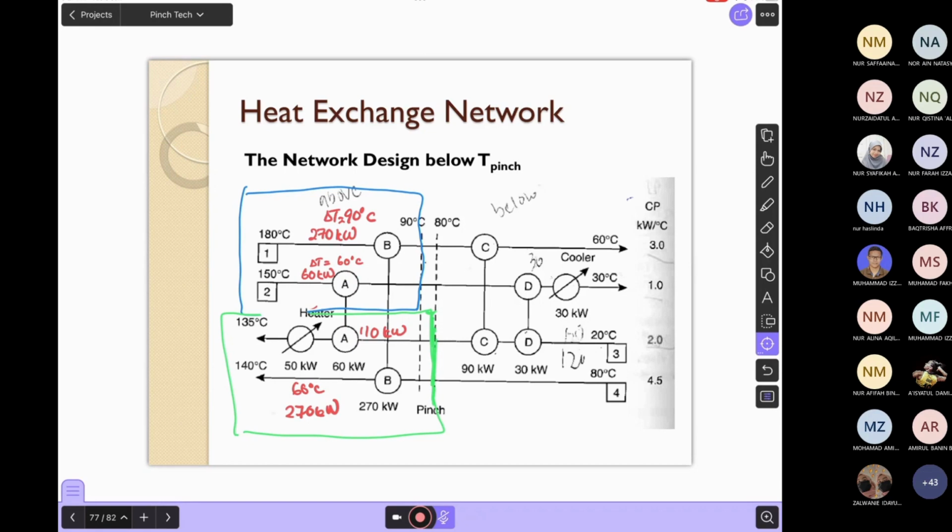Allah, lambatnya nak jawab. Nak switch on mic pun susah. Siap awak nanti.